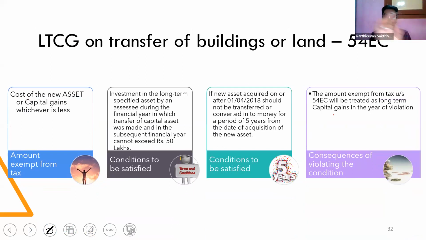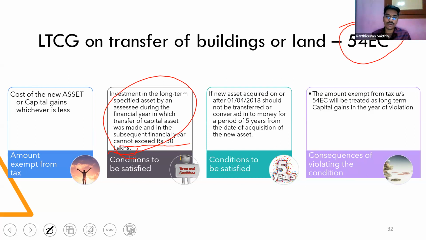First one is, what is the amount of deduction? Very simple. Cost of the new asset which is purchased or capital gains, whichever is less. But one condition which is to be satisfied here is wherever investment is being made in the specified asset, you should not invest an amount exceeding 50 lakh rupees. Only up to 50 lakhs you can invest. More than 50 lakhs you cannot invest under section 54EC. 54EC bonds maximum 50 lakhs தான் உன்னால invest பண்ண முடியும். அதை தாண்டி you cannot invest, right?